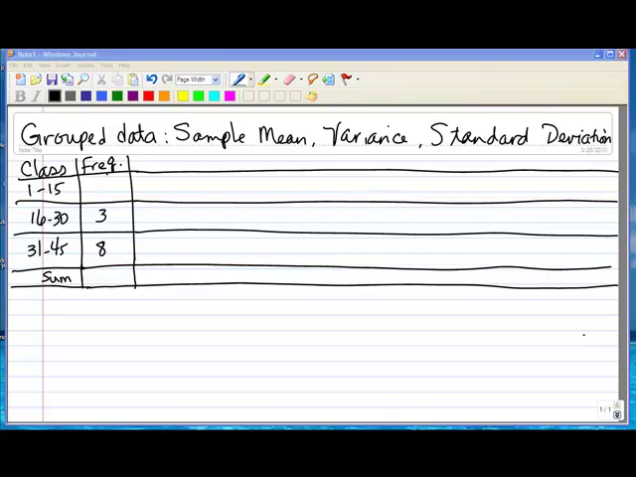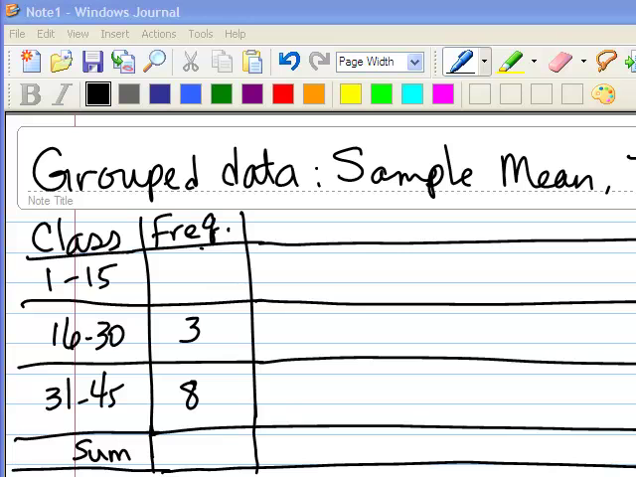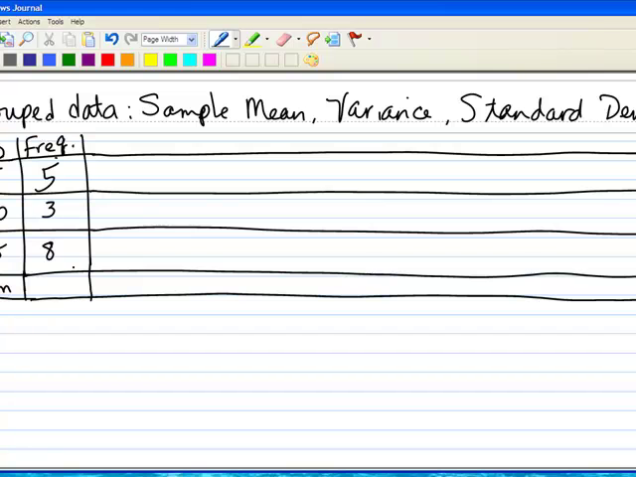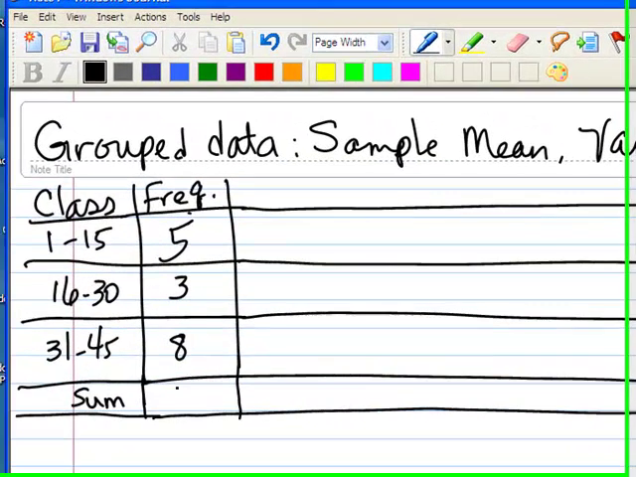We compute sample mean, variance, and standard deviation for grouped data. There are 3 classes, and the frequency in each class is given: 5, 3, and 8 for each of the classes. Therefore, the total number of observations, or sample size, is 16.